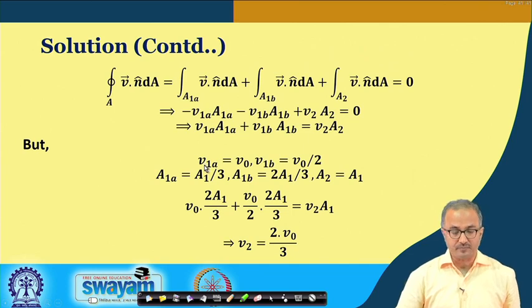Okay. Now, as per the given information in the problem, we have V1a equal to V naught, V1b equal to V naught by 2, A1a is given as A1 by 3, A1b is given as 2A1 by 3, and A2 is equal to A1. So, now we simply put all these values in this expression, and we find the value of V2 in terms of V naught. Okay. So, this is the velocity that will be attained by the mixture of the motive fluid and the suction fluid.